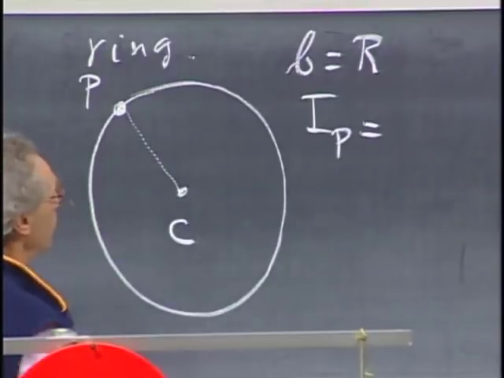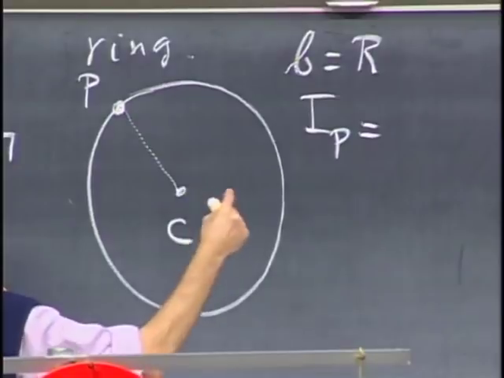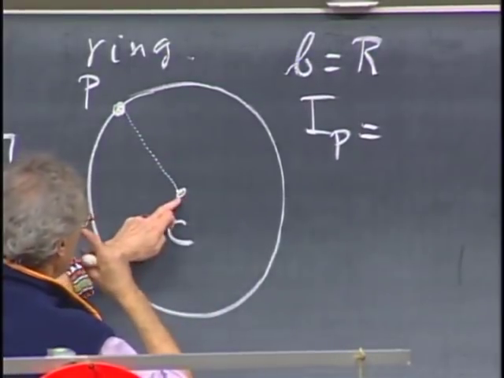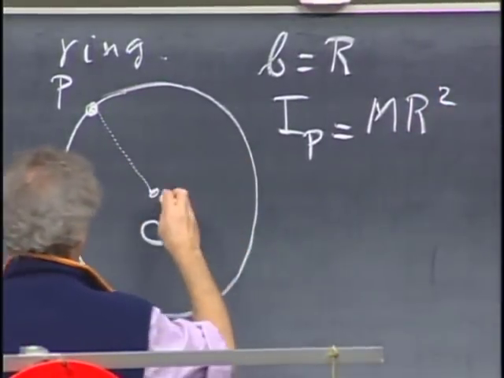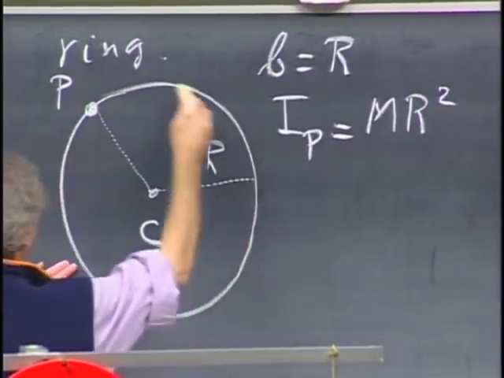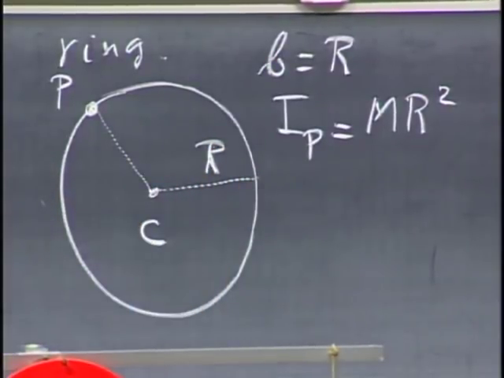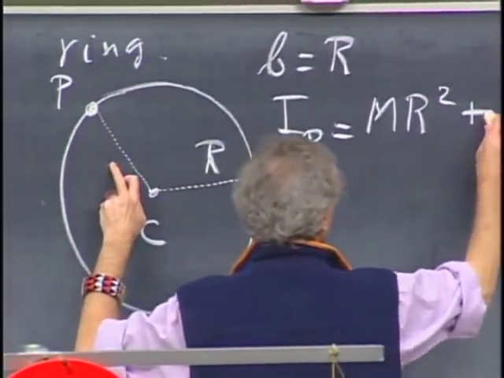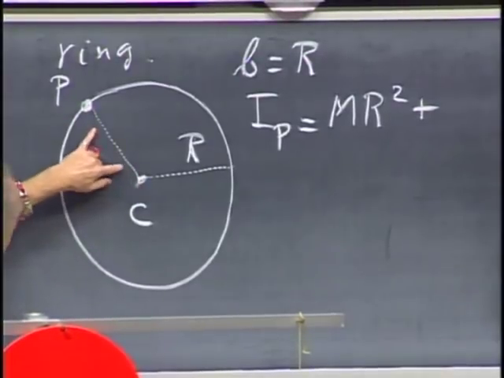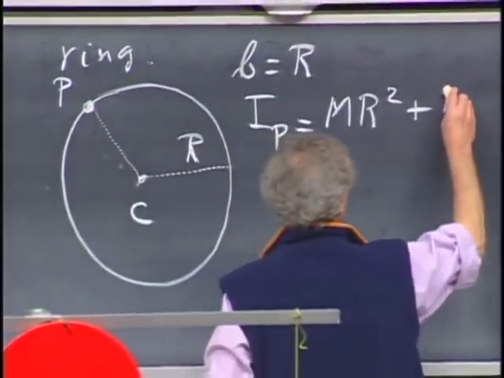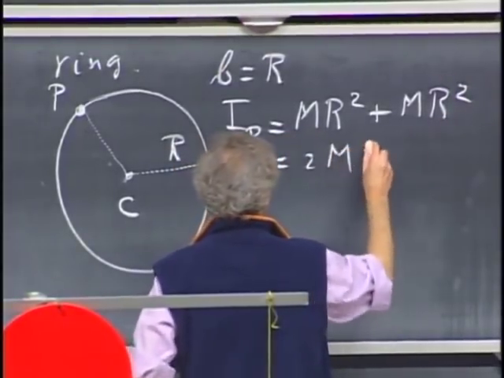Again, we have to use now the parallel axis theorem. It is the moment of inertia for rotation about this axis through point C, through the center of mass. That is mr squared, where r is the radius of the ring, because all the mass is at the circumference, all at a distance r from the center of mass. And then we have to add to that, according to the parallel axis theorem, the mass times this distance squared, and this distance is r, so you get mr squared. So it is 2mr squared.